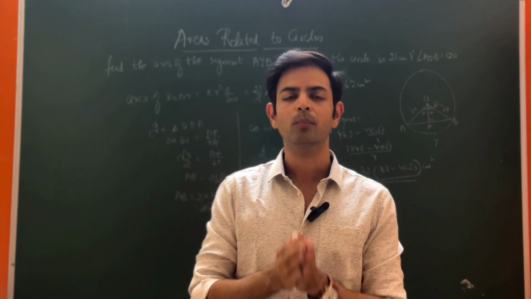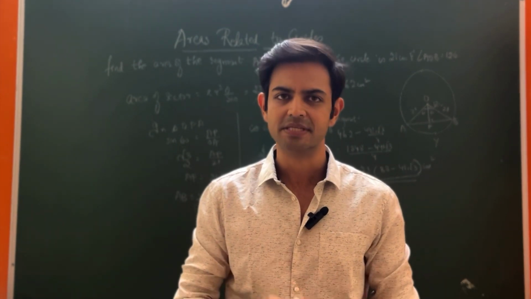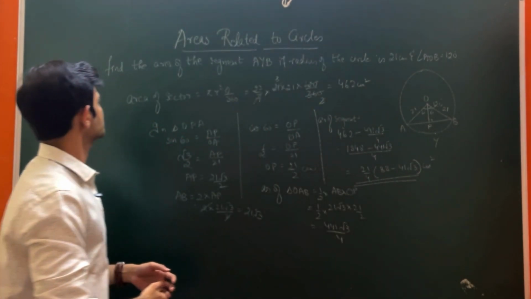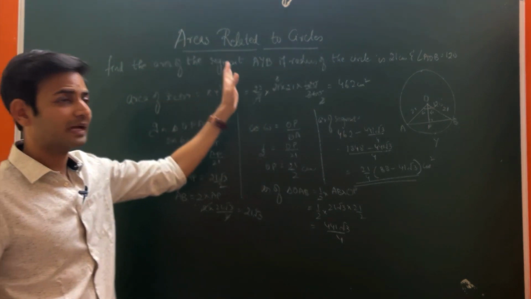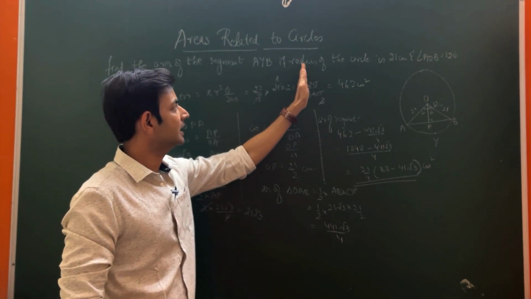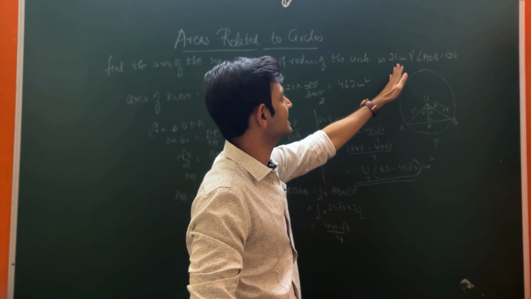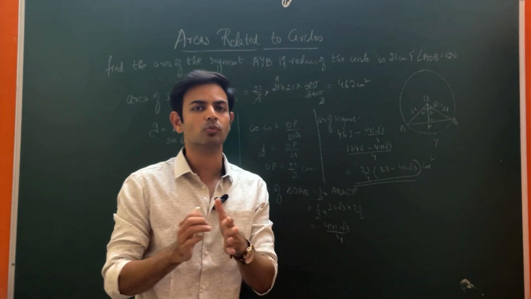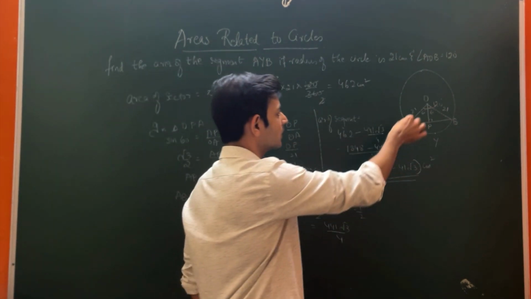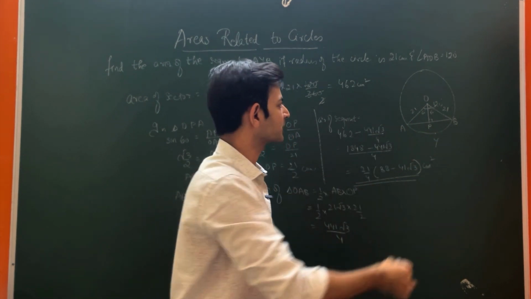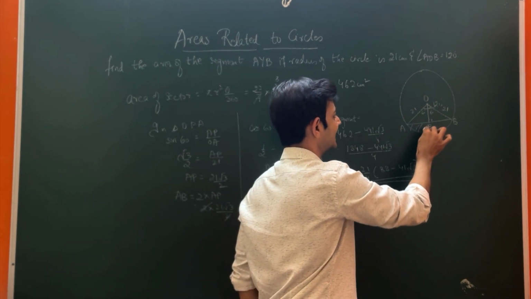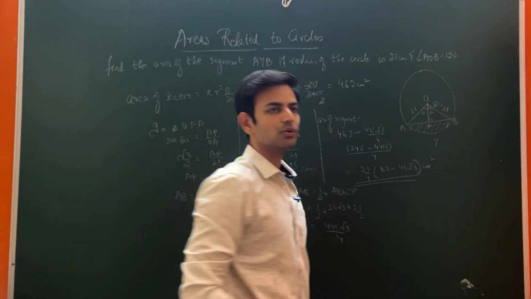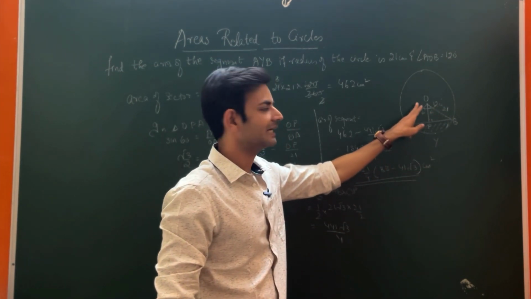Now let us understand a very important type of question from this chapter. So here the question is, find the area of the segment AYB if the radius of the circle is 21 centimeters and angle AOB is 120 degrees. So this is what the diagram will be given to you here, and we are supposed to find this segment area. So here we are given this entire thing as 120.